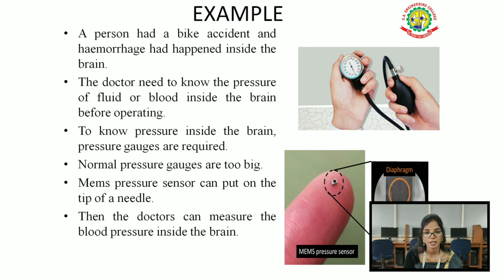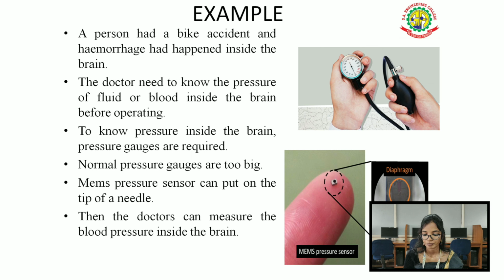Now, with an example, let me help you understand it in a much better way. For example, if a person has met with an accident and a hemorrhage has happened inside his brain, the doctors want to do the operation in a successful manner. But to do so, the doctor first has to know the pressure level inside the brain. The normal pressure gauges we have are too big, and it is not possible for us to measure the pressure level inside the brain. Now the solution for such a problem is the MEMS pressure sensor. If you see at the bottom right side, there is an image of the MEMS pressure sensor.